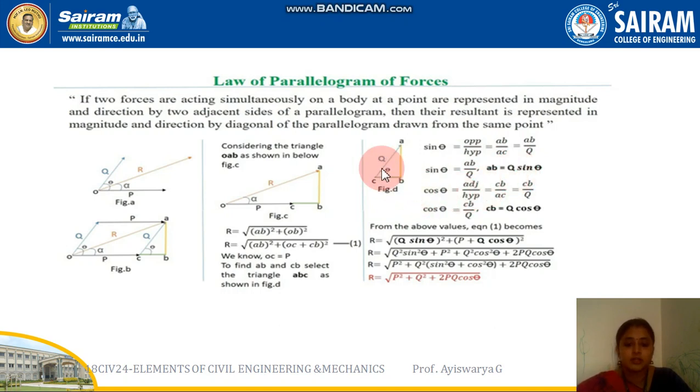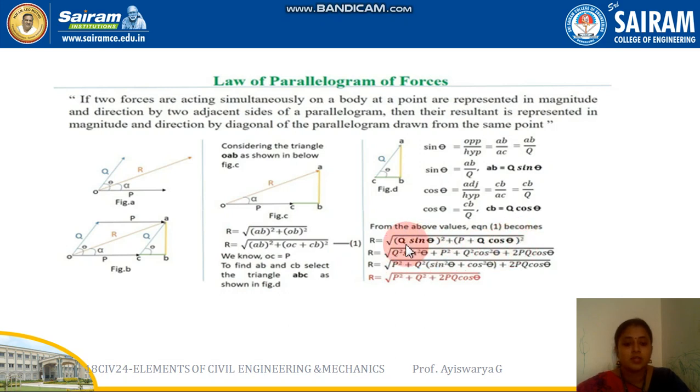So next I am writing cos theta with respect to this right angle triangle. Again cos theta is equal to adjacent side by hypotenuse. The adjacent side is nothing but CB and the hypotenuse is AC, right? So CB by AC, writing it as an equation, you will get CB is equal to Q cos theta, right? Now we have got the values for AB and CB. Now I am substituting them in the resultant equation. So you will get R is equal to root of Q sin theta the whole square plus P plus Q cos theta the whole square.